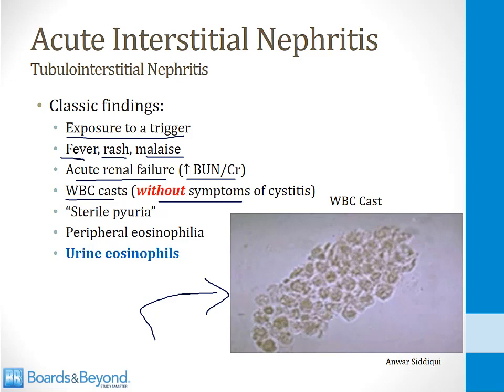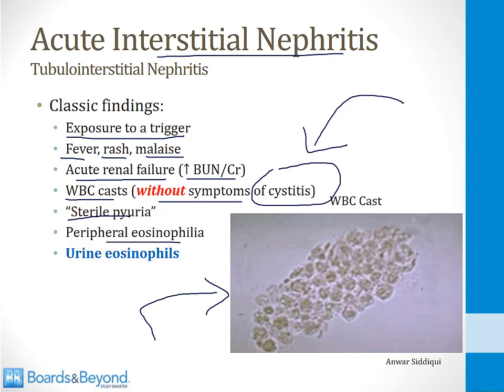But you can also see white blood cell casts in interstitial nephritis because there are white cells involved in this process as well. Importantly, a patient with interstitial nephritis will not have burning or dysuria or any evidence of cystitis. Those things are only seen with infection. So if you see a case describing white blood cell casts with no evidence of dysuria or cystitis, you should think of interstitial nephritis. This is called sterile pyuria because there are white cells in the urine, but there's no bacteria. Now also, because it's an allergic reaction, there may be peripheral eosinophilia, and sometimes you can also see eosinophils in the urine.